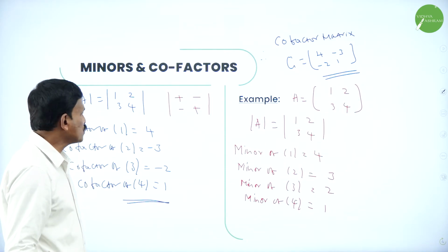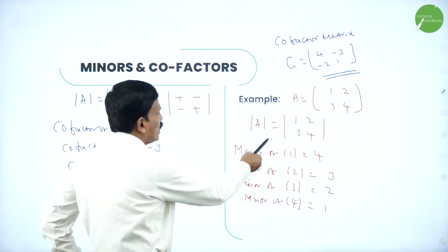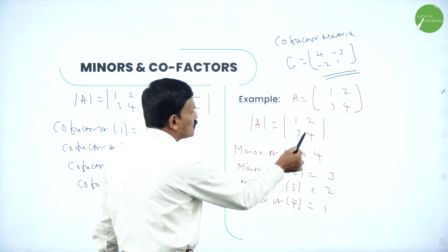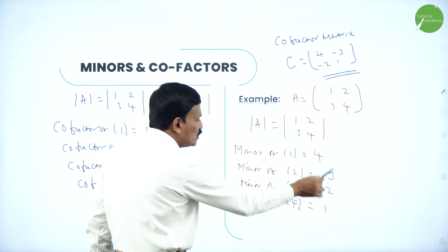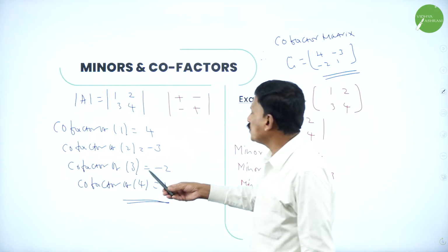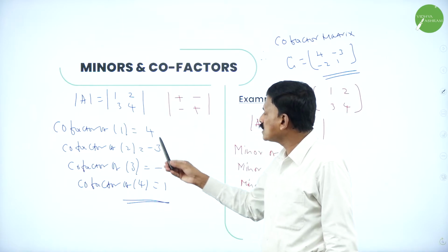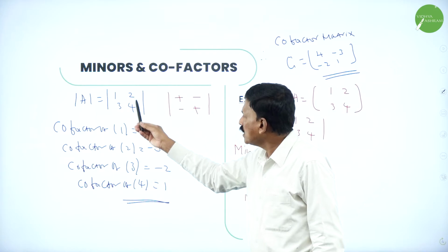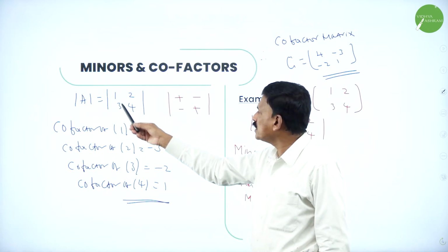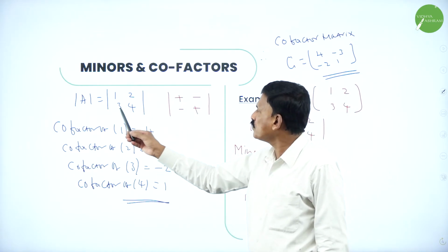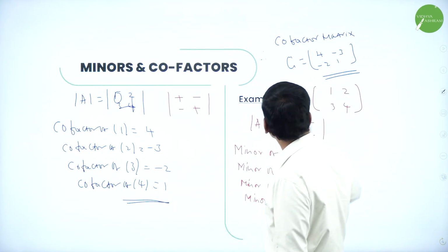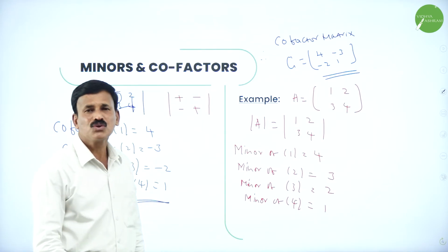So listen to me, this is a very important concept. Once again I will explain the difference between cofactors and minors. The minor of an element is obtained by deleting the row and column containing that particular element. So the minor of 1 is 4, minor of 2 is 3, minor of 3 is 2 and minor of 4 is 1. If these minors are multiplied by the proper signs, plus, minus, minus, plus, you are going to get the cofactors. Cofactor of 1 is 4, the sign is positive. Cofactor of 2 is 3, the sign is minus. Cofactor of 3 is 2 and it is minus. And the cofactor of 4 is 1. So therefore, the cofactor matrix is C is equal to 4, minus 3, minus 2 and 1.